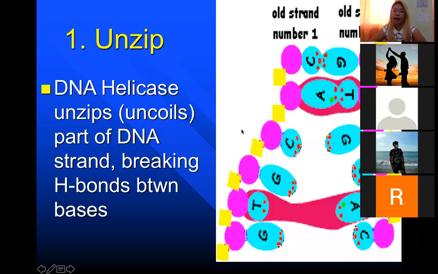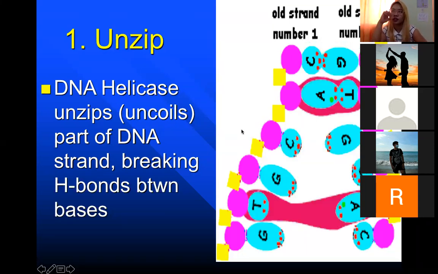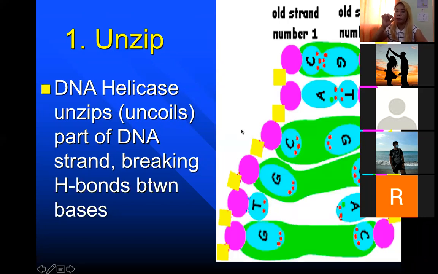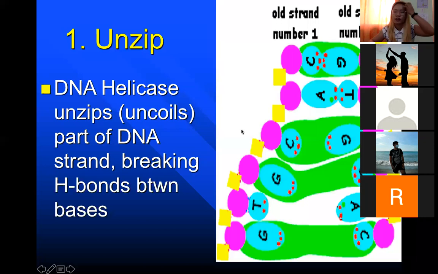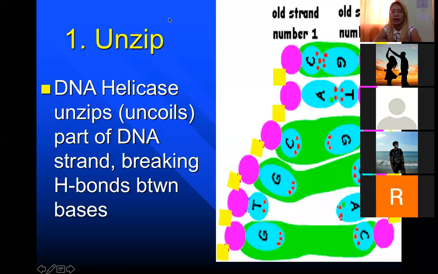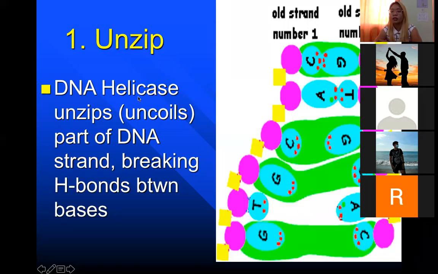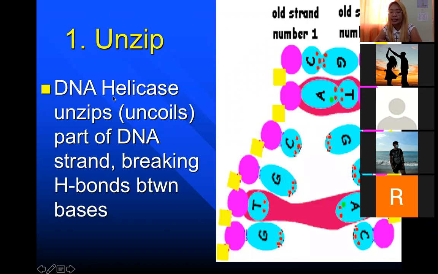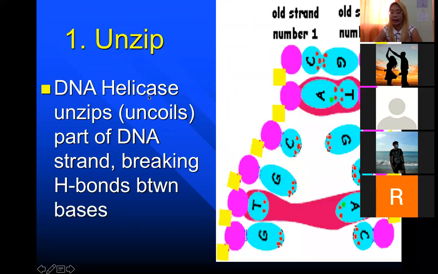And the unzipping of the double strand, kaya siya tinawag na unzipping kasi para siyang zipper na, di ba, pagka yung may gitna, nandun na siya, saka siya naghihiwalay. So, ganun yung nangyayari dito sa double strands ng ating DNA. And the unzipping is made possible by an enzyme that we call as the DNA helicase.